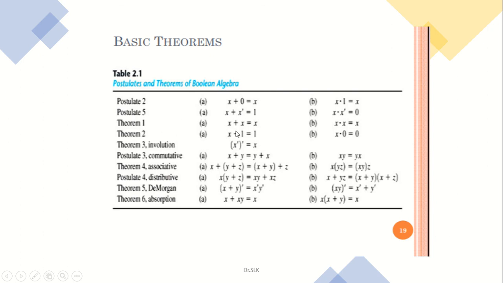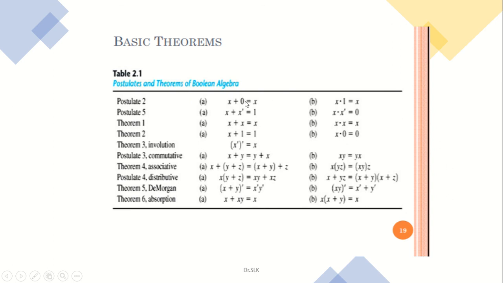And theorem number 1: x plus x is equal to x, and x plus 1 is equal to 1. And x dash the whole dash is equal to x, and this property is called the involution property. Postulate number 3 is commutative: x plus y is equal to y plus x. Associative is x plus of y plus z equal to parenthesis of x plus y plus z. The distributive property is x of y plus z is equal to xy plus xz. DeMorgan's law is x plus y the whole dash is equal to x dash into y dash, and the absorption property is x plus xy which is equal to x.